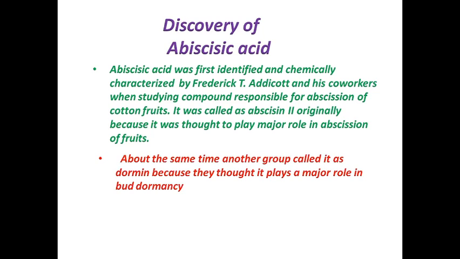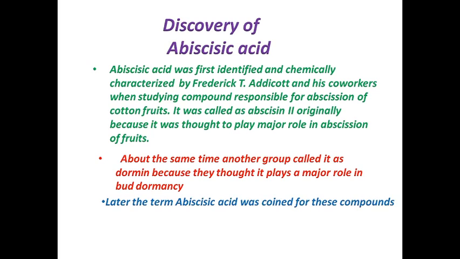At the same time, another group of scientists were studying the substance responsible for bud dormancy, and they named the compound dormin. Later, these two compounds, abscisin II and dormin, were found to be the same compound, and it was named abscisic acid. The compound responsible for abscission of cotton fruits and the one responsible for bud dormancy were the same.